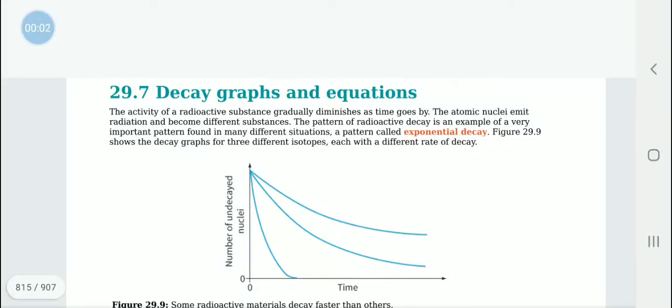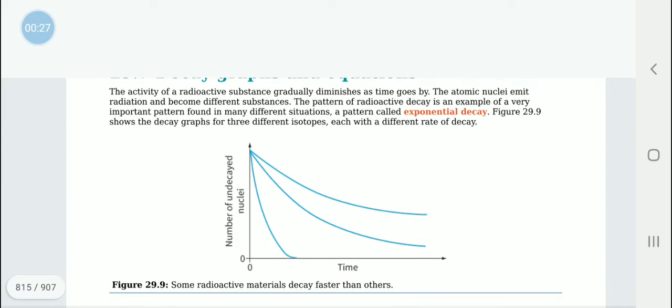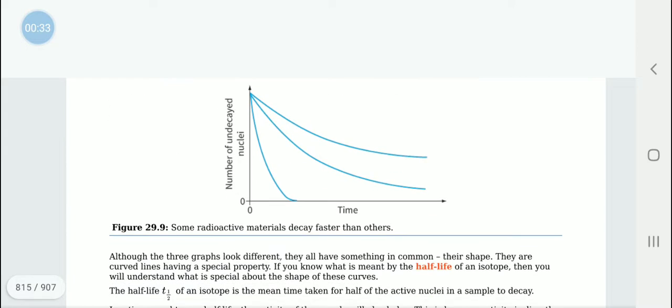Physics chapter 29, theory video 6, decay graphs and equations. So now in the earlier situations we saw that the atomic nuclei emit radiation and become different substances, that is the decaying process. This decay, if we draw it in a graph, you would see the graph would look like this. This type of pattern is called exponential decay.